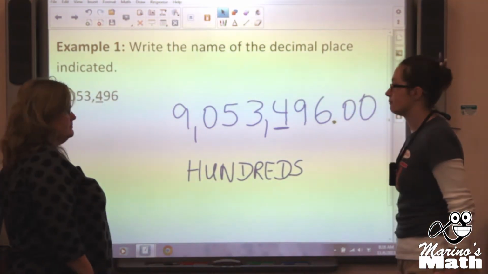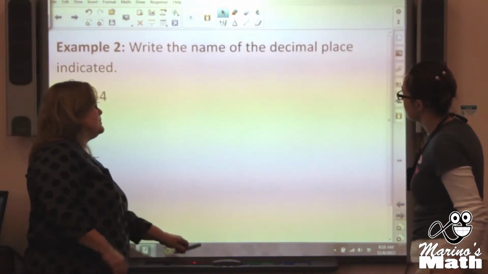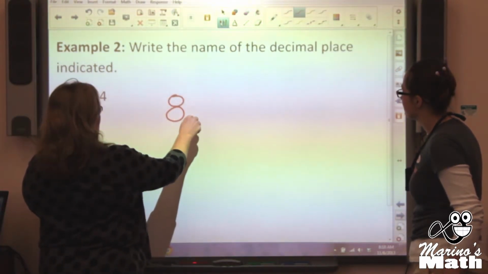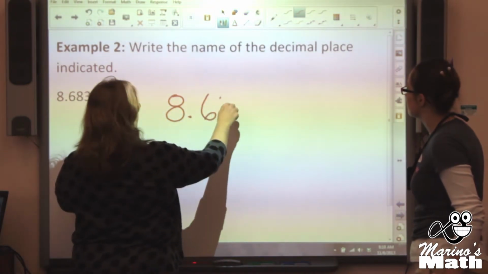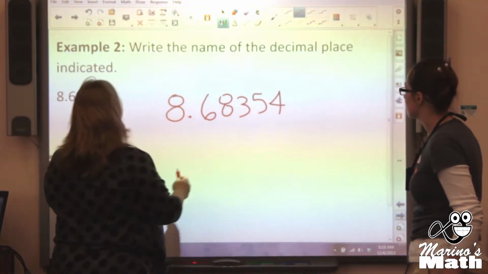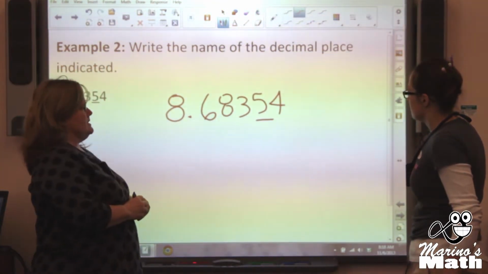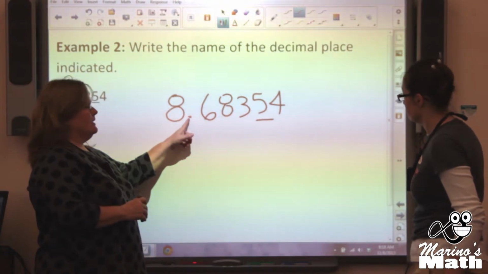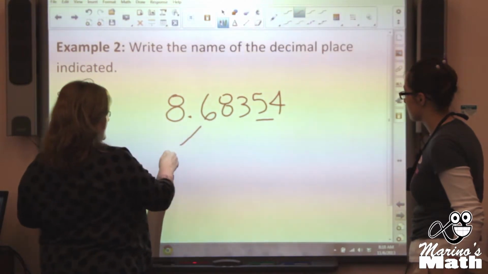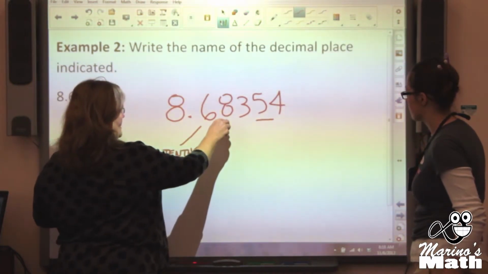All right, what's next? Yeah, let's look at another one. All right, I'm going to try this one. Since these are numbers to the right of the decimal, this is my specialty here. I'm going to rewrite it: 8 with a decimal point, and then 6, 8, 3, 5, 4. And they want us to tell what place the 5 is in. Well, we're going to start at the decimal point again. And when we go to the right, we don't have a ones place. We start with the tenths place, right? So that's tenths. And then next is hundredths.